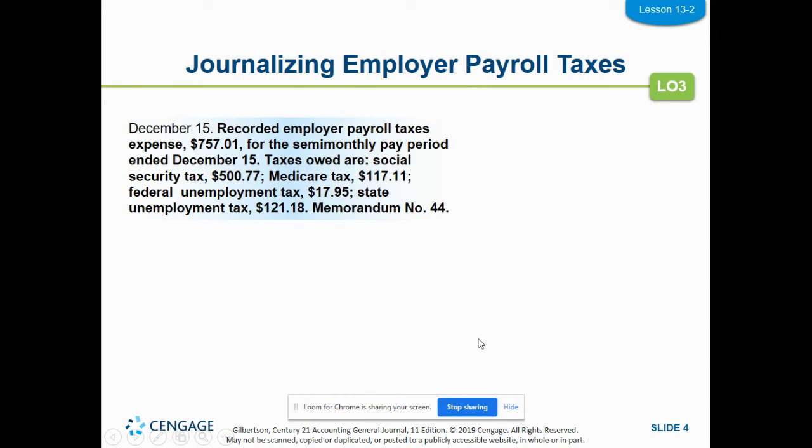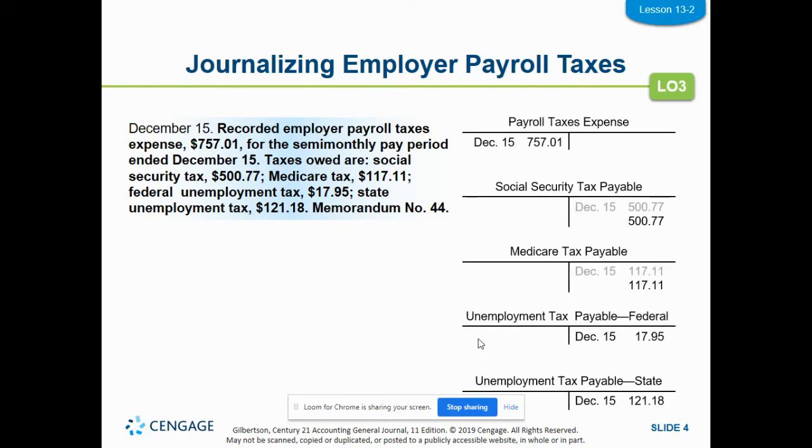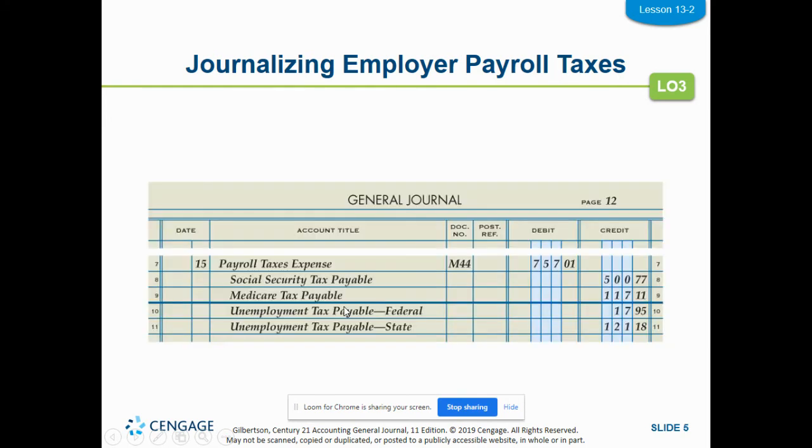So in this example, we record employer payroll taxes expense of $757.01 for the semi-monthly pay period. Taxes owed are Social Security, Medicare, federal unemployment, and state unemployment. When we look at this, Social Security tax payable would have been what you withheld for the employees. This is what the employer is paying. Medicare, same thing. Remember, it's a matching tax. Then you have your federal unemployment tax payable and your state unemployment tax payable. Those are all going to be credits, with a debit to the expense, the payroll taxes expense.